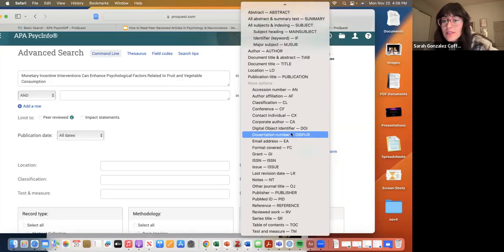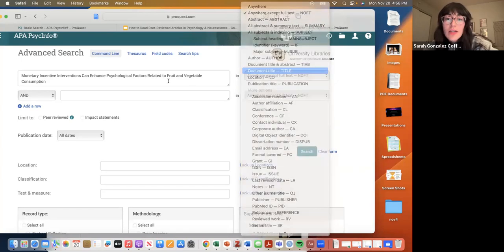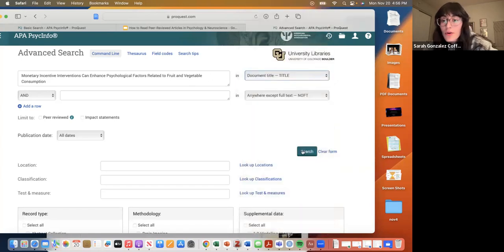There's a ton of other options of things that you could search on, so feel free to play around with this as well. You won't hurt it by clicking through. It's just a search engine, so you should be able to try a bunch of different things if you'd like. But I'm going to go ahead and click document title since that's the information I copy pasted from the study I'm looking for, and I'll click search.